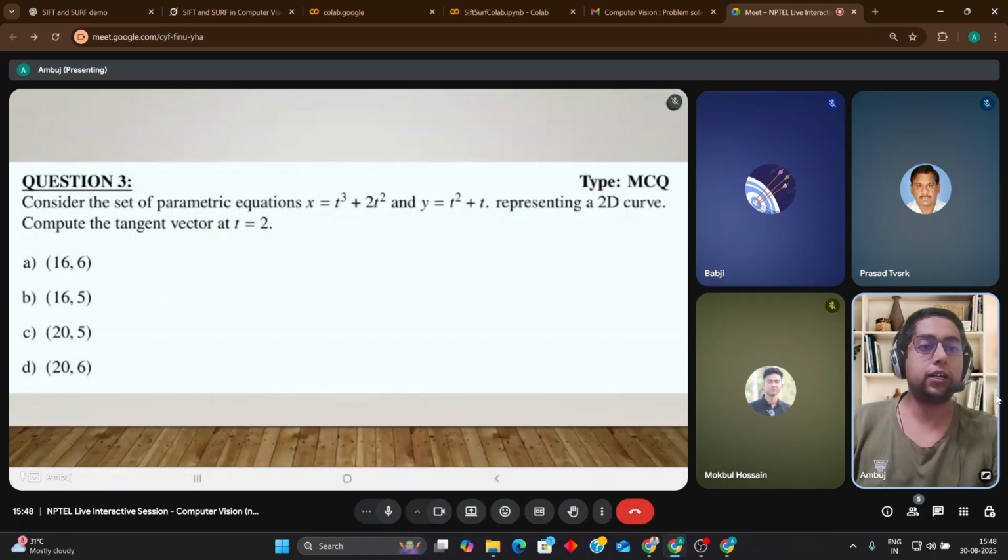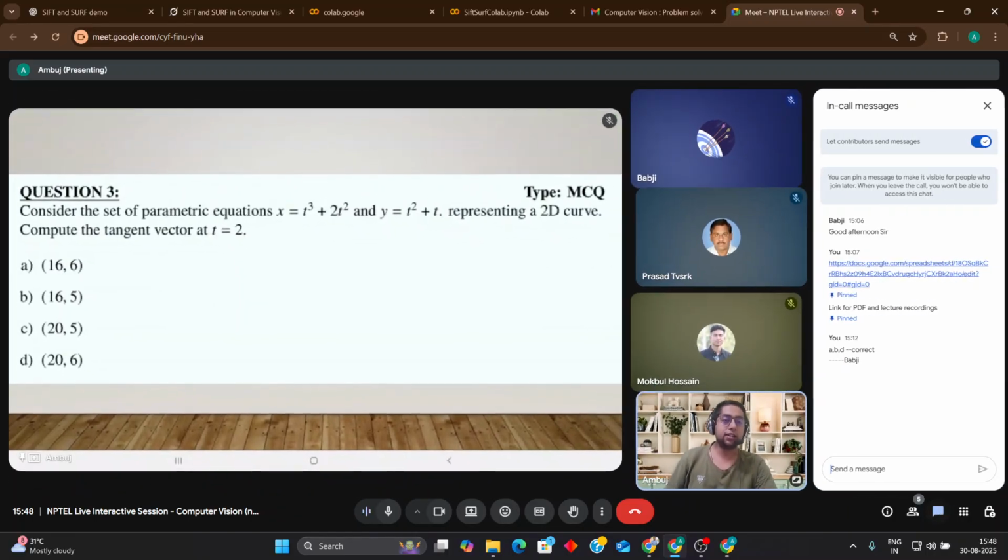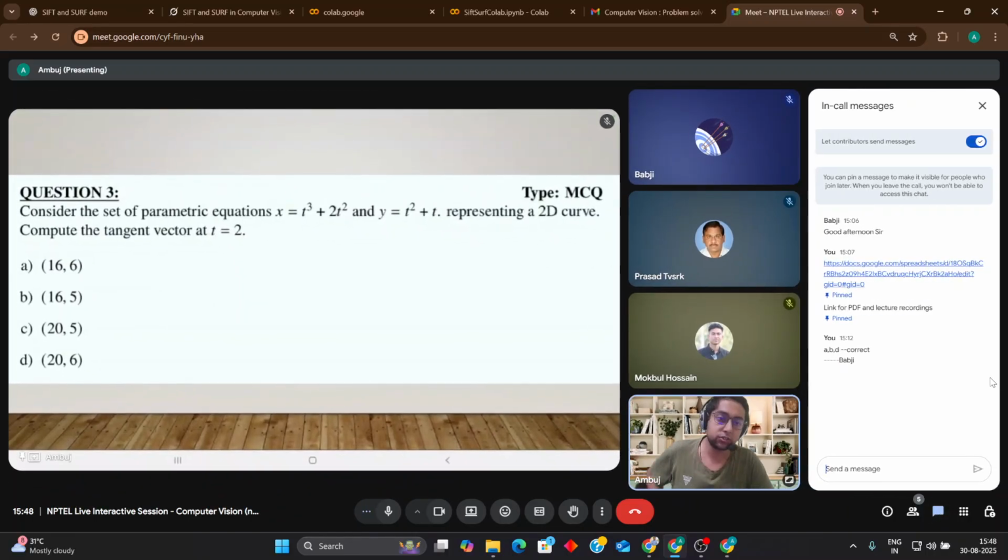Please note it down, and in the chat box please give your opinion. This is a very simple question, and if it comes in the examination, please don't leave it. I'll give you a full 5 solid minutes for solving this question.